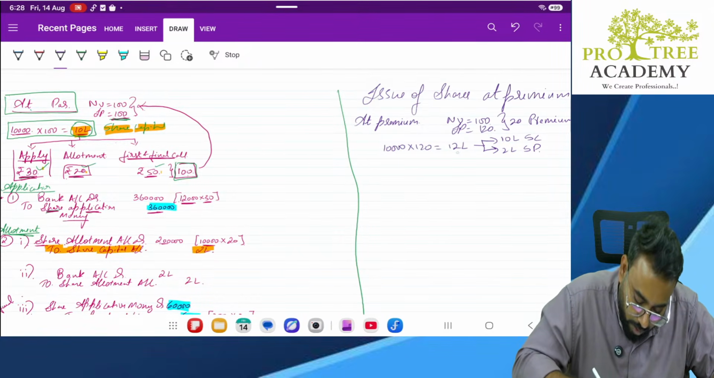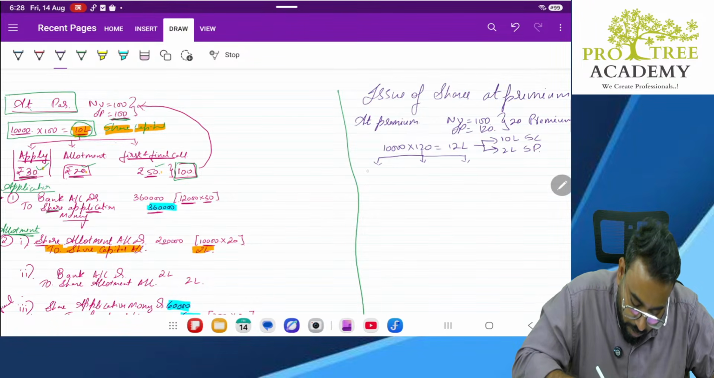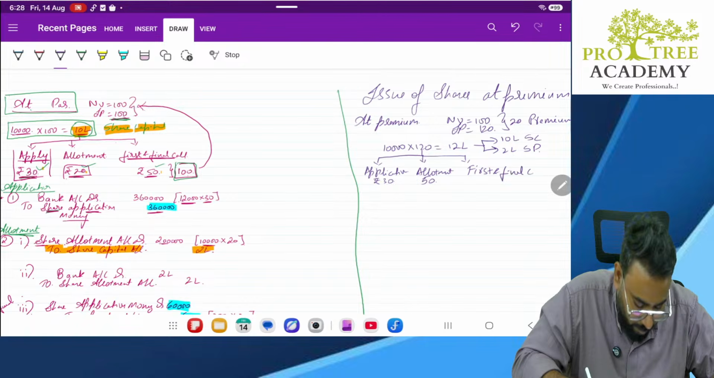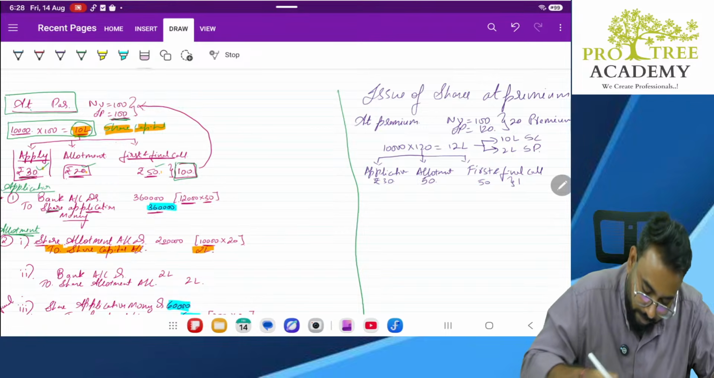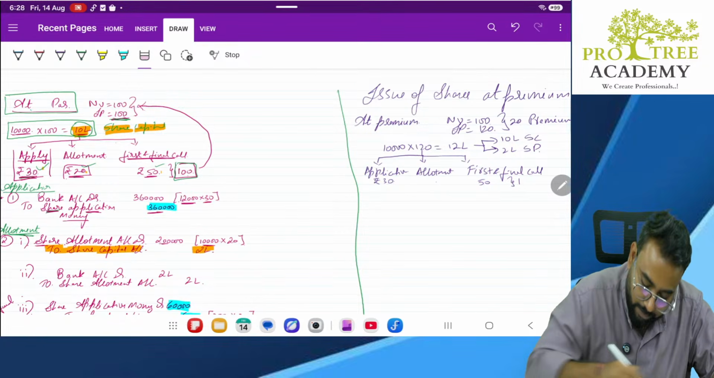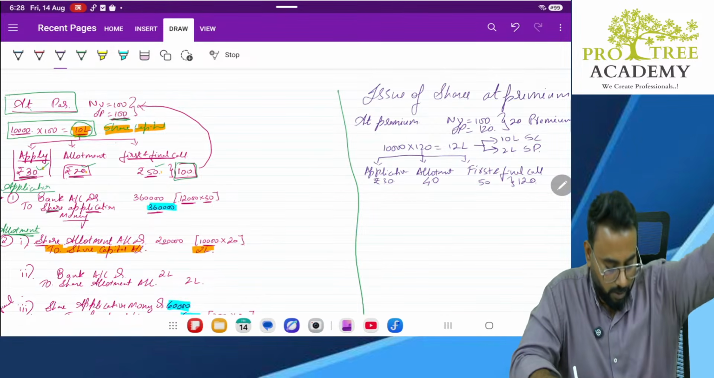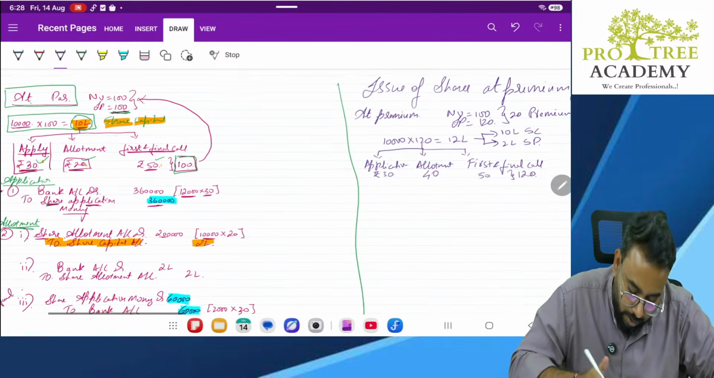Now, this 120, let's split: on application rupees 30, on allotment rupees 50, and first and final call rupees 50. Put together, sorry, one second. This one, let's make it as 40. Put together 120. Okay. First topic.